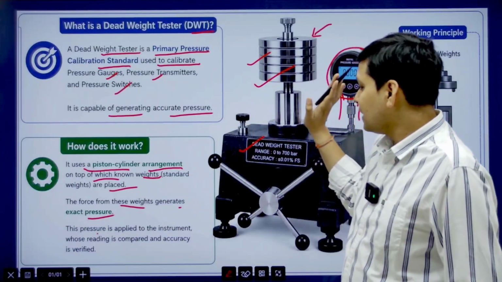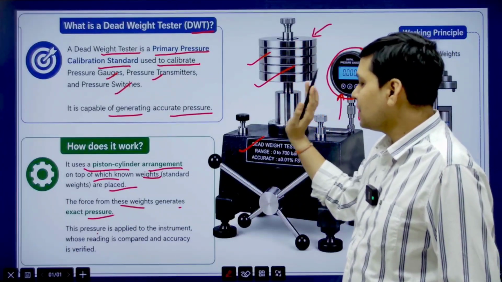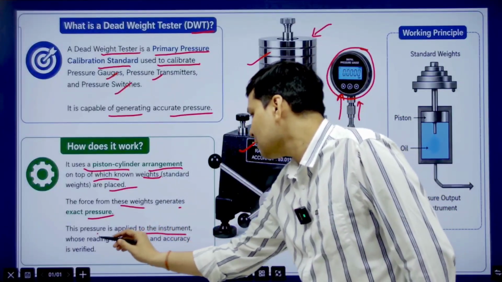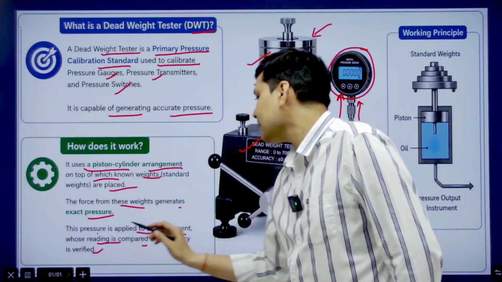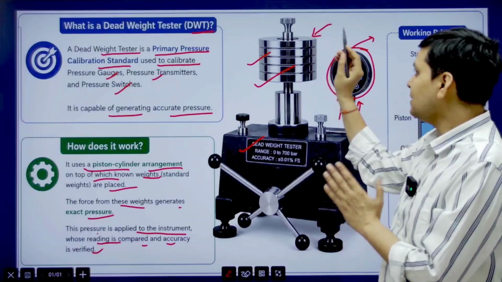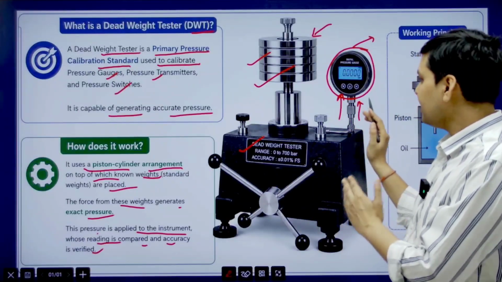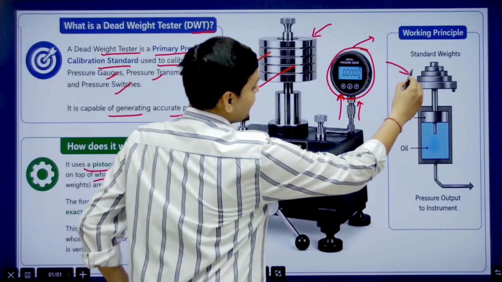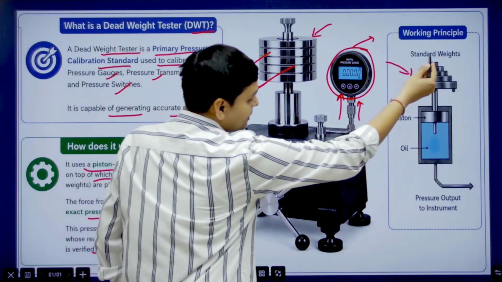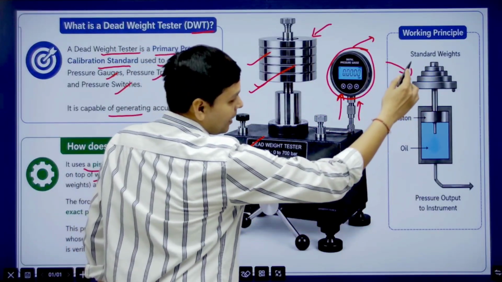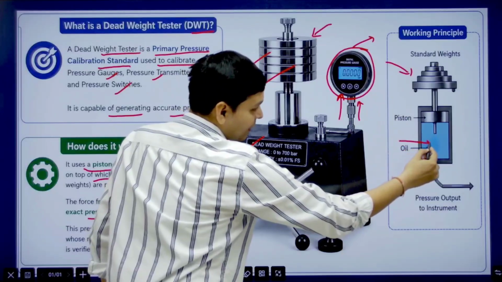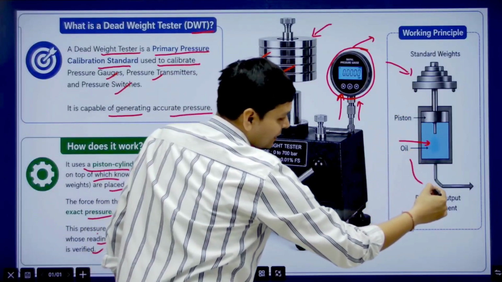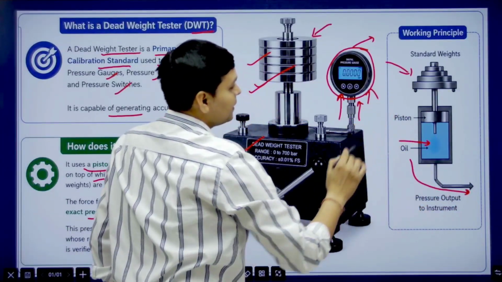Now the pressure generated from this force is applied to the instrument, whose reading is compared and accuracy is verified. We apply this pressure to the instrument that needs to be calibrated. Its working is very simple. Standard weights are put here like this, then these standard weights apply a pressure on this piston and this pressure is transferred to the instrument here.